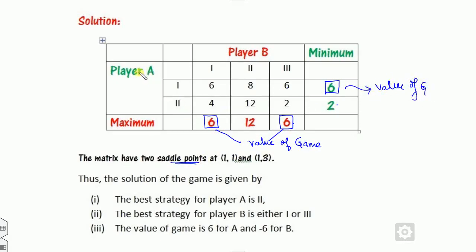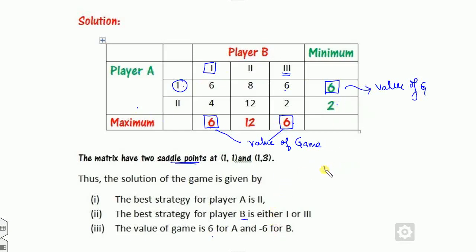So what is the best strategy for player A? What is the common intersection point? The common strategy for player A is 1, while here it is again 1. And for player B, he can opt for either strategy 1 or strategy 2. So they will get the best solution, and the value of the game is 6 for player A, minus 6 for player B.